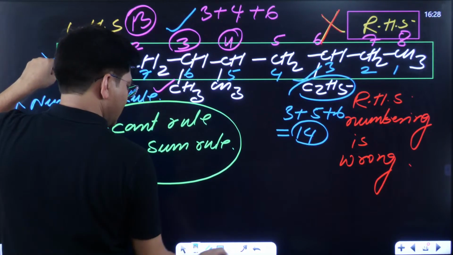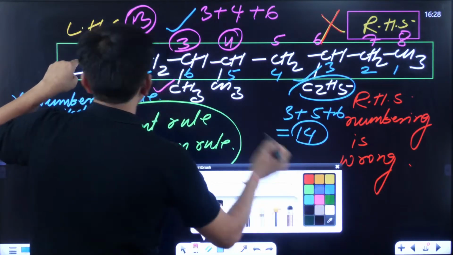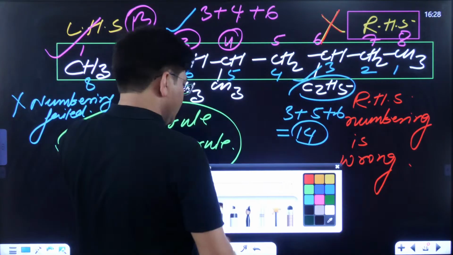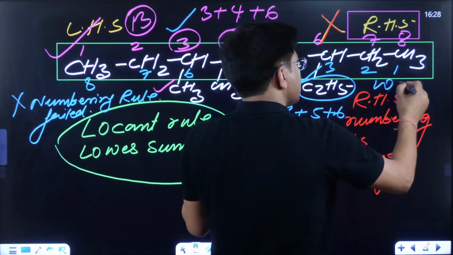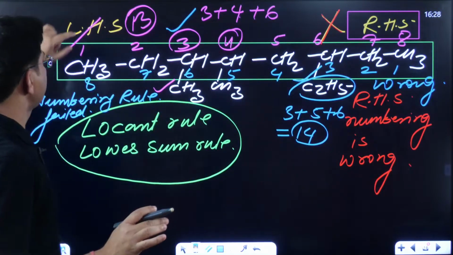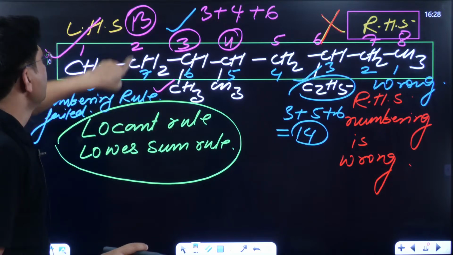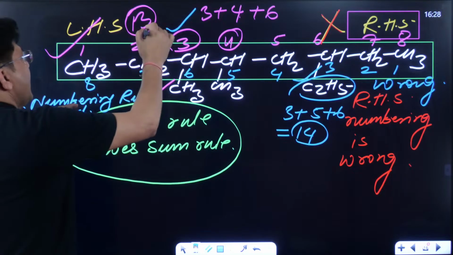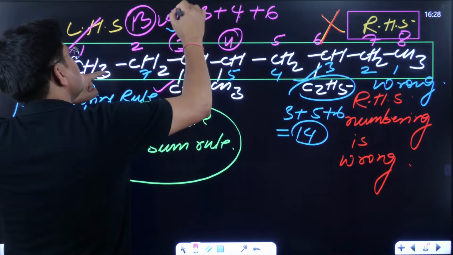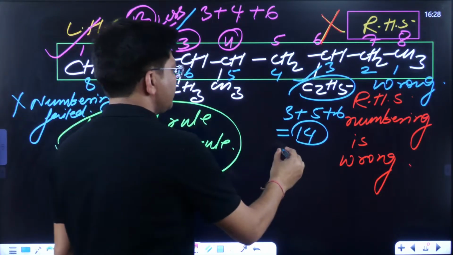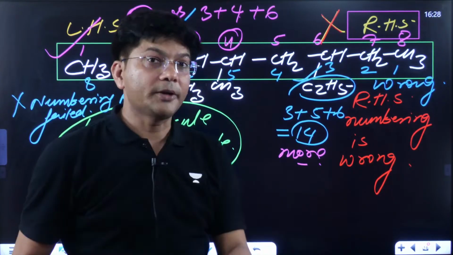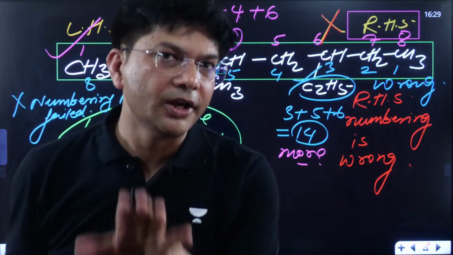So this numbering is correct. Let me draw with the same pen. This numbering is right and that numbering is wrong. Everyone, are you able to understand this numbering is right? Because 13 is less. This is less and that value is more. Kids, do let me know this is clear to all of you.